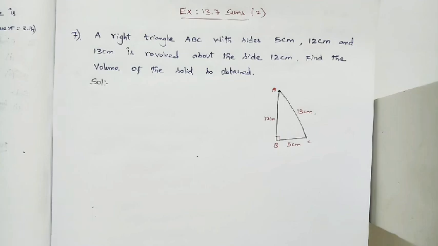But sum number 7 is somewhat different. They are talking about a right angle triangle. If the right angle triangle rotates fully, then we get one shape, one solid, and they ask you to find the volume of that solid. First we will read the question.